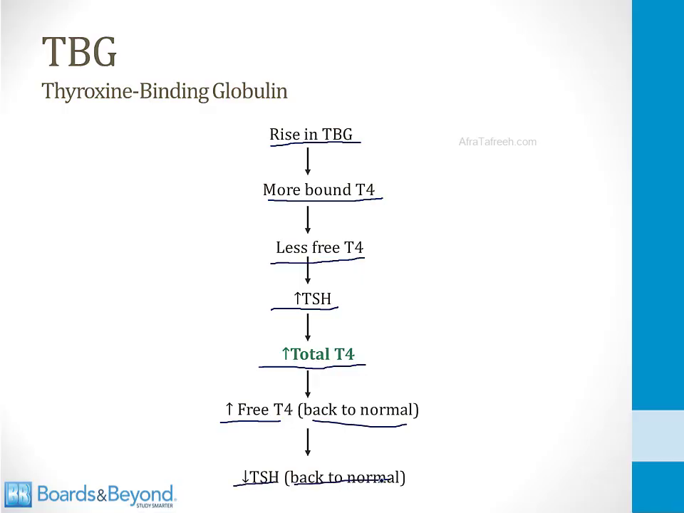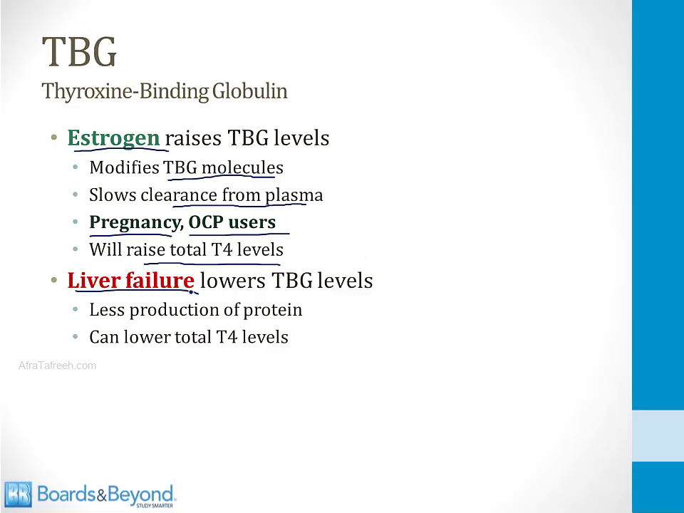So among women who are pregnant or women who take oral contraceptive pills, you will see an increase in the total T4 level in the setting of a normal free T4 level and a normal TSH level. Liver failure does the opposite of estrogen. It lowers TBG levels. That's because the liver produces TBG, so there's less production of the protein in liver failure, and this can lower total T4 levels via the opposite mechanism I just described.